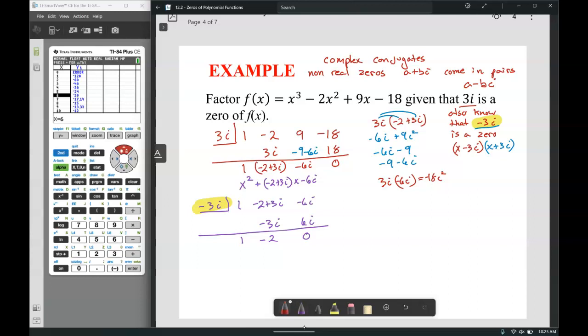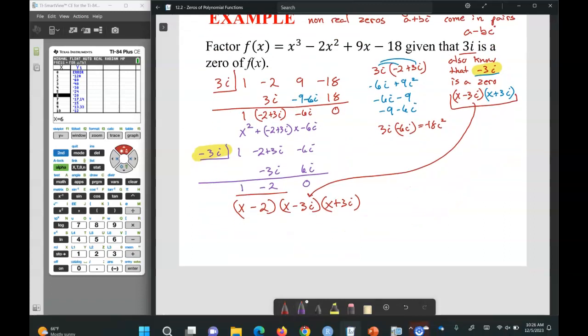And again, now we have a new quotient right here, which is just going to be x minus 2, because we're going down 1 degree from where we started. So we have this factor of x minus 2. Combine that with the other two factors that we got earlier, and we have all three of our factors: x minus 3i, x plus 3i, and x minus 2.